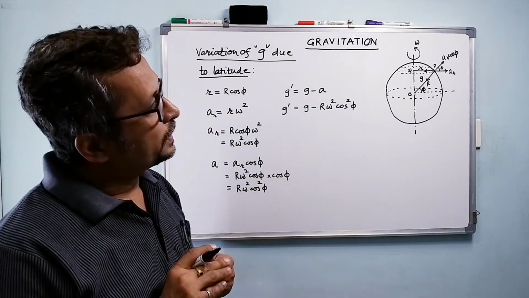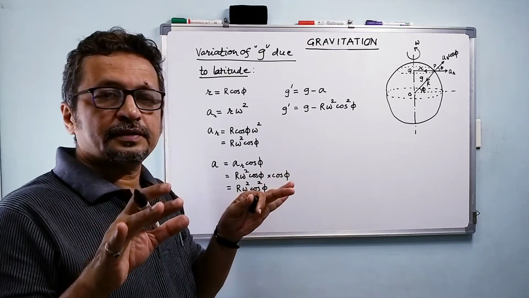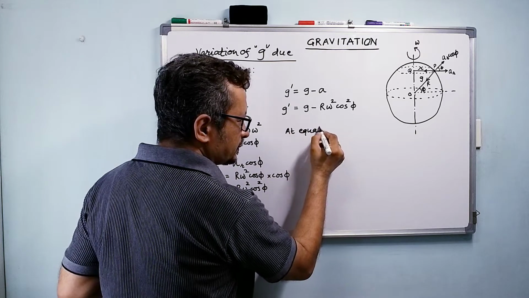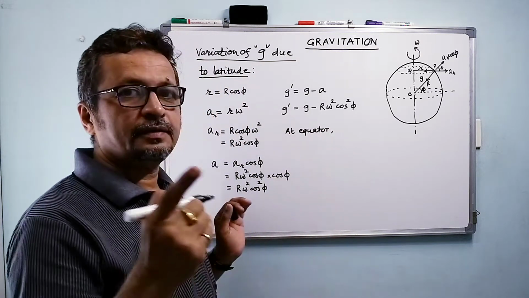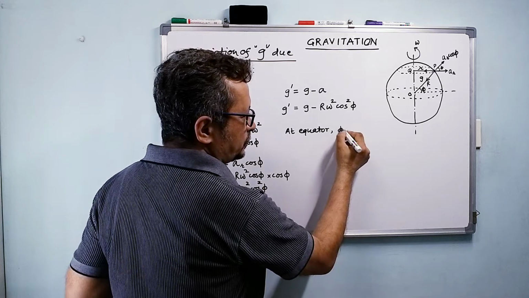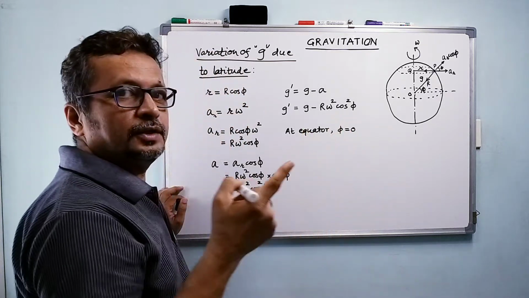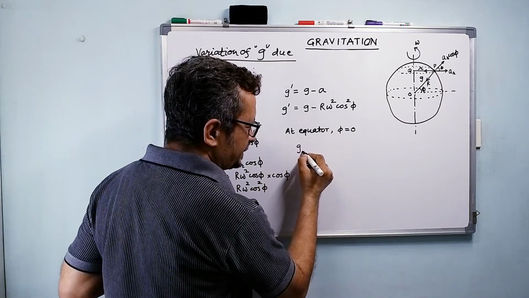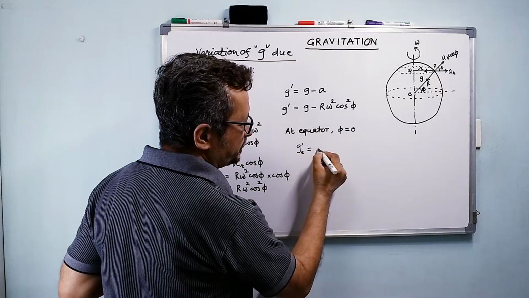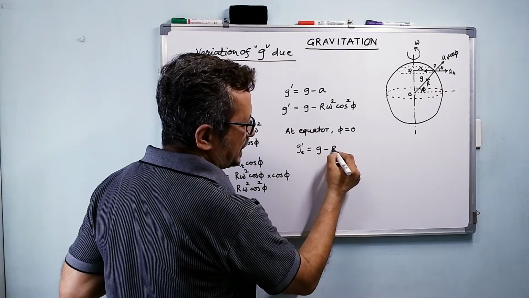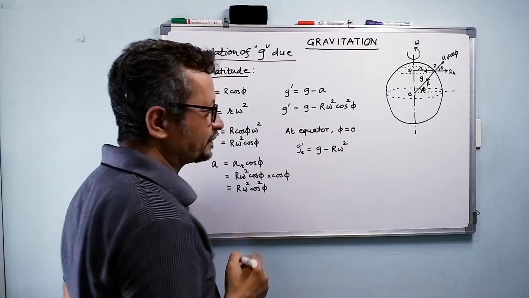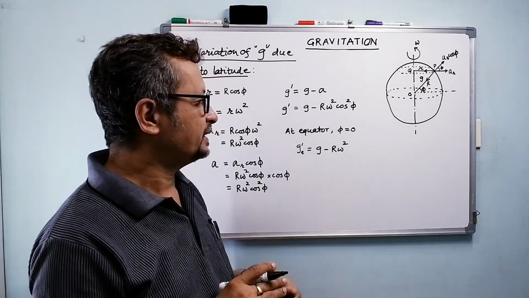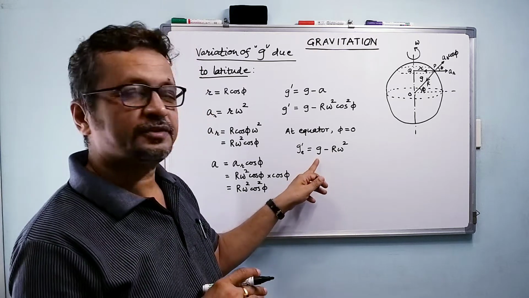Now suppose I am on the equator. At the equator, what is the value of my phi? Phi is equal to 0, so my cos phi is equal to 1. So my g dash at the equator would be equal to g minus R omega square. So this maximum value of R omega square is going to be subtracted from g.